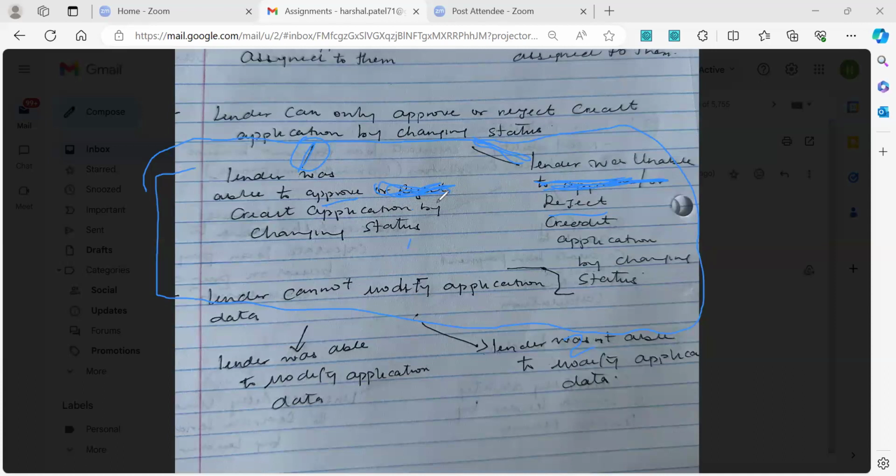Basically. Now, can I approve a rejected credit application? You could potentially have that. You approve the credit application and see if you are able to change it back to rejected. That could be your negative scenario. Same thing. Can I change from rejected to approve? Should I be able to do that? You should not, right?